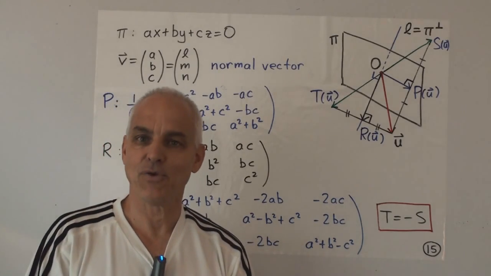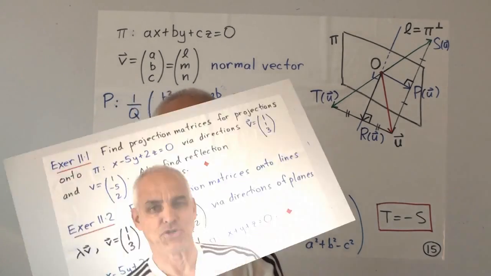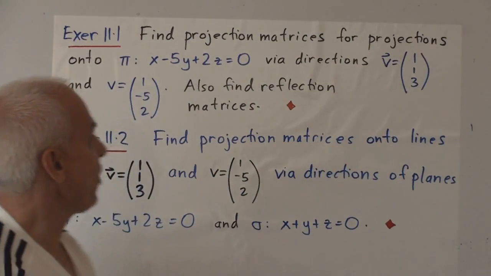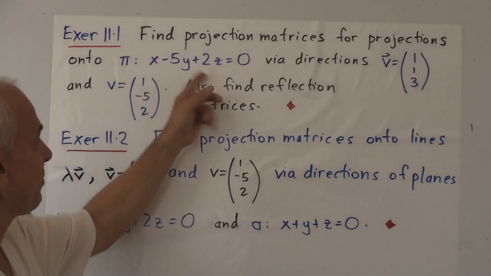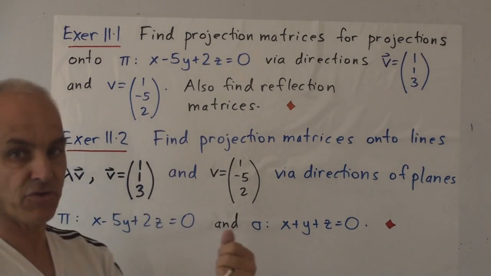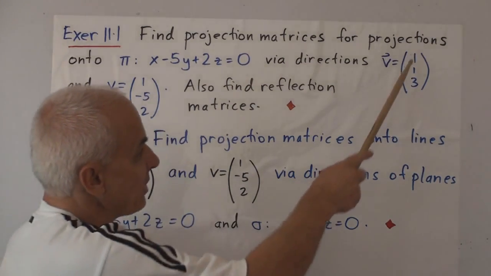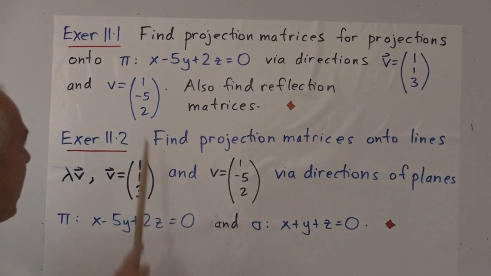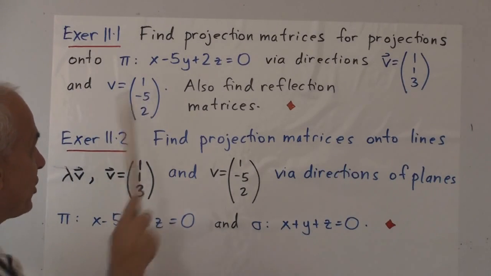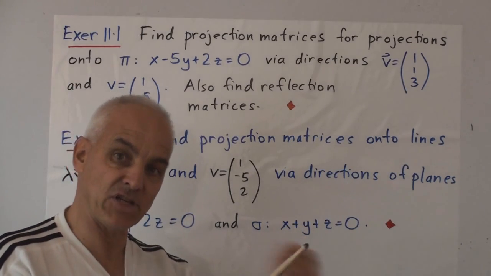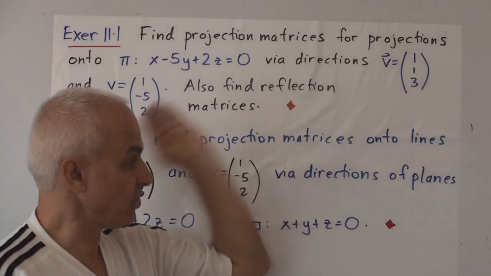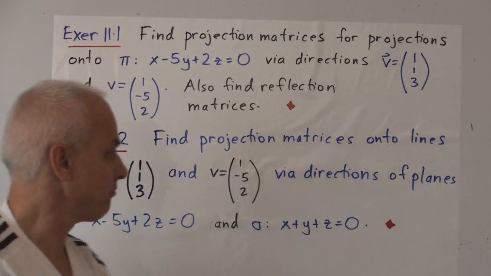Alright, good. So now a few exercises. Just 2 exercises today. The first one is to find some projection matrices for projections onto this plane via 2 different directions. One, a kind of random direction with respect to the plane, and one, another normal direction to the plane. And also find the reflection matrices for reflection in the plane in these 2 directions.